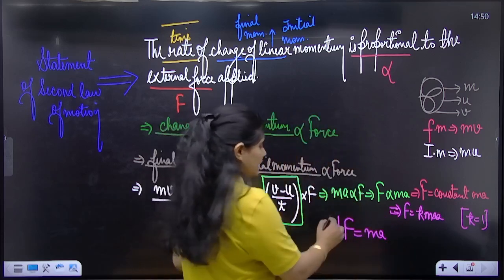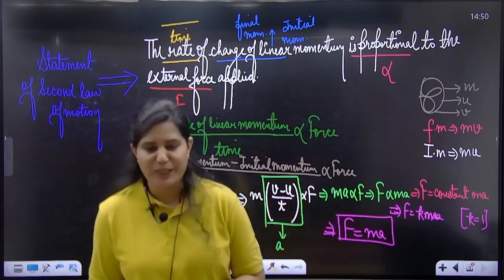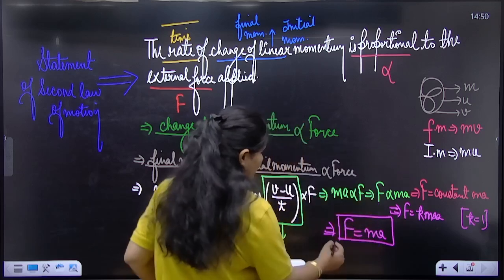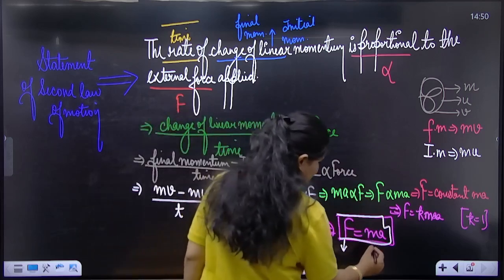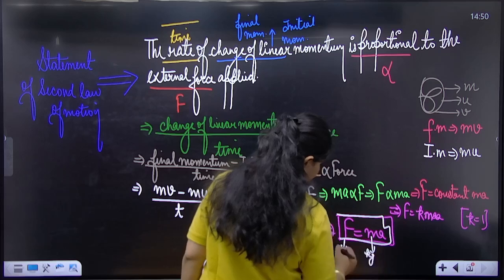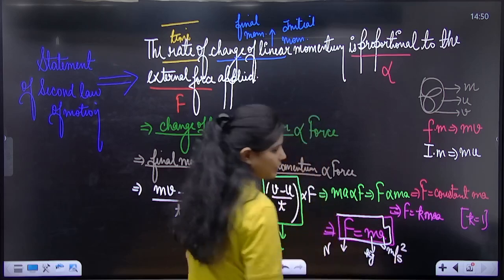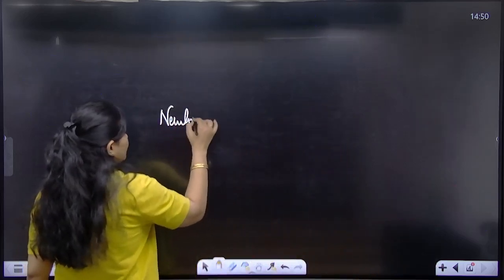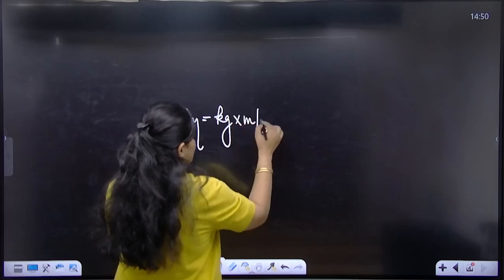So the second law finds the relation between force, mass and acceleration, right? Okay. We know that the SI unit for force is what? Newton, right? For the mass, we know that it is kg. For the a, it is meter per second square. That means we can write that Newton is equal to kg into meter per second square.